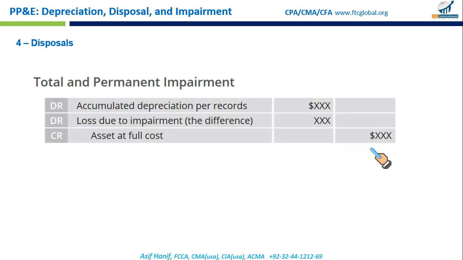In the third case, total and permanent impairment means assets that are impaired permanently. In the entries, we debit accumulated depreciation. Let's say we have an asset with a cost of $20,000. We credit the cost. Accumulated depreciation so far is $10,000. So the difference, clearly 10,000, is the loss due to impairment.